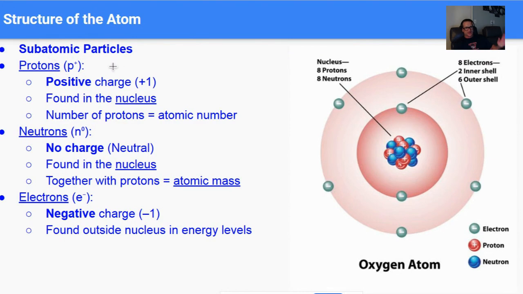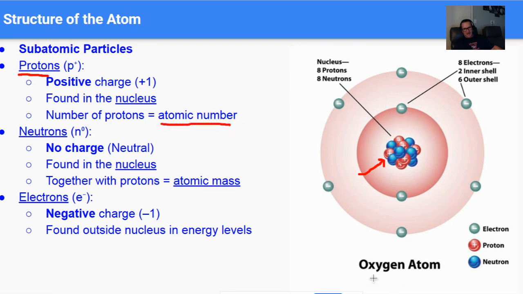Okay, still structure of the atom. So remember that we just did this. So it's kind of review from the last slide. Remember the three subatomic particles that make up atoms. Protons, those are found in the nucleus right here, the middle of the atom, the protons that have a positive charge found in the nucleus. And it's the number of protons which gives you what's called the atomic number.